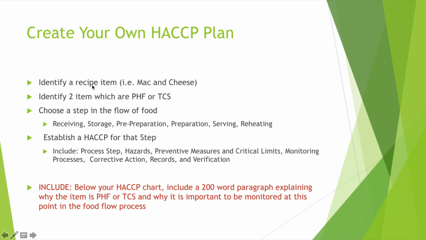recipe. Okay, and once you've done all of that, then we just want a small little kind of reflection paragraph. So below the HACCP chart, include a minimum of 200 words, which explains why the item is PHF or TCS, and why also more holistically it's important to be monitored at this point in the food flow process. And if you want to throw in an extra bit or 2 about what you learned about controlling food service and sanitation, that might get you an extra few points as well.